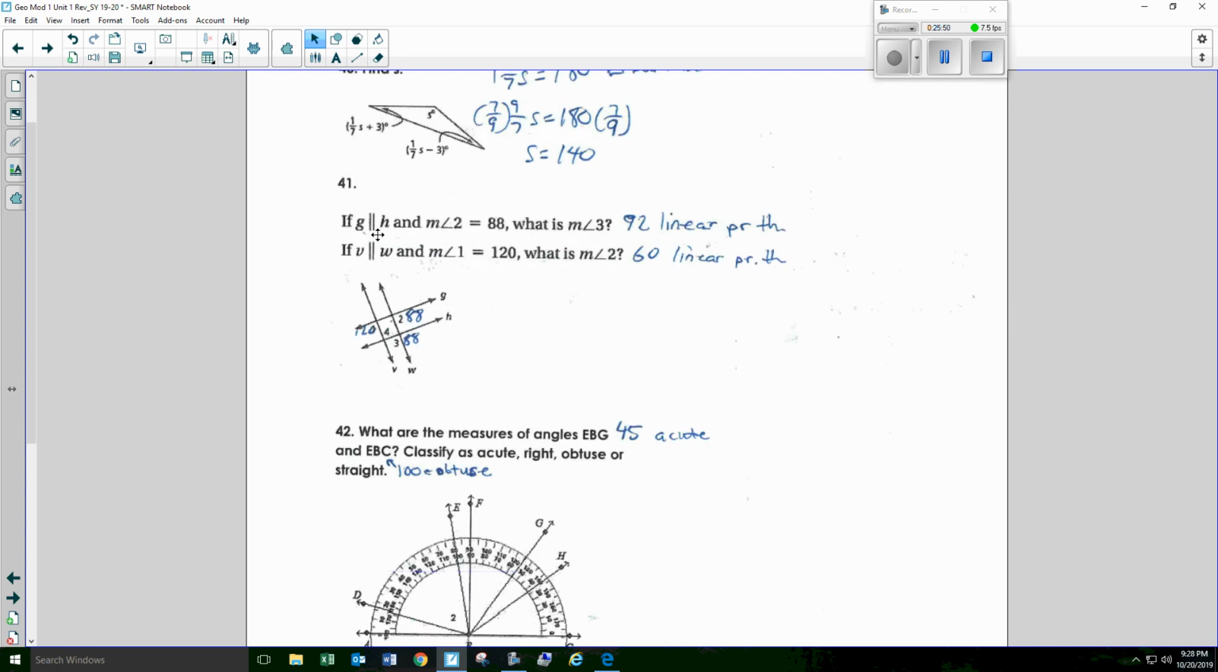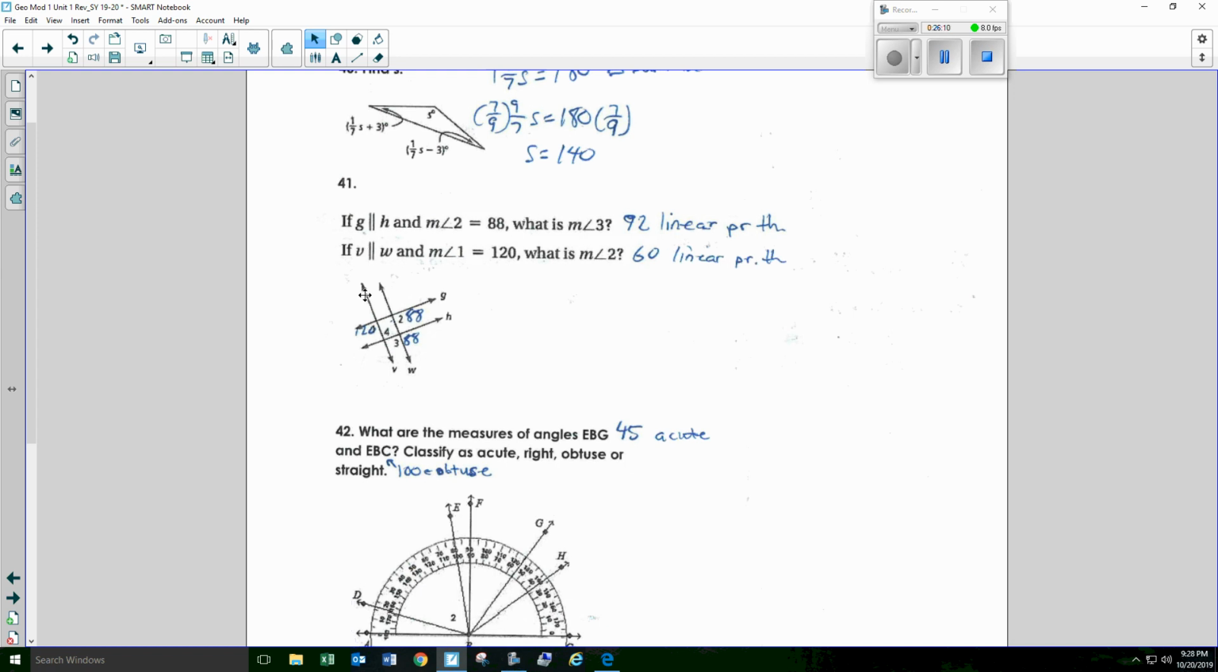All right, if G is parallel to H and the measure angle 2 is 88, what's the measure angle 3? Well, if these two are parallel, we know corresponding angles are congruent. Corresponding angles postulate or theorem, and these form a linear pair. So we have 92 degrees, the linear pair theorem.